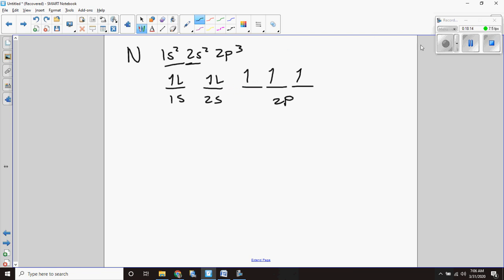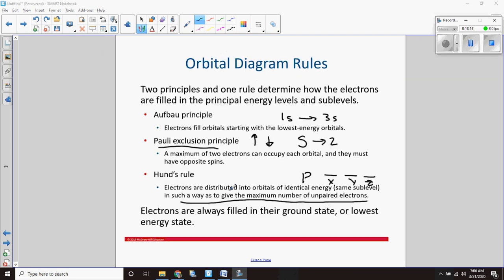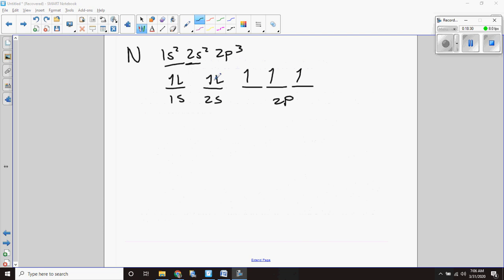Let's go back and look at Hund's rule again. Hund's rule said electrons are distributed into orbitals of identical energy, that would be something like the p, in such a way as to give the maximum number of unpaired electrons. Maximum number of unpaired electrons. So what we've done here in nitrogen is give the maximum number of unpaired electrons. And only for the next atom after nitrogen, which is oxygen, do we start pairing electrons again.